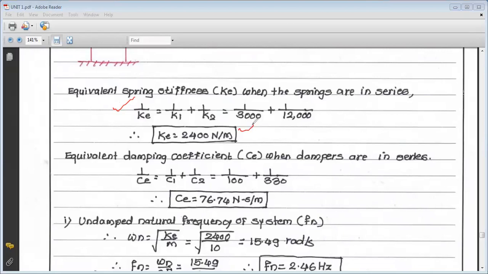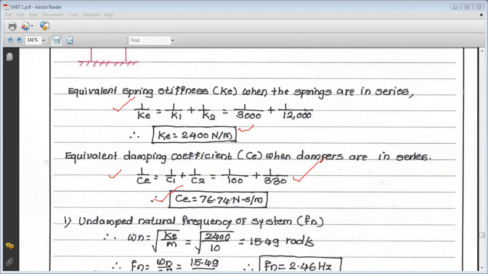Similarly, we can find the equivalent damping coefficient C when two dampers are in series. The formula is the same. 1 upon C equals 1 upon C1 plus 1 upon C2, that is 1 upon 100 plus 1 upon 300. From that we get the value of C as 76.74 Newton second per meter. So we have found Ke, the equivalent spring stiffness, and we have found the value of C.